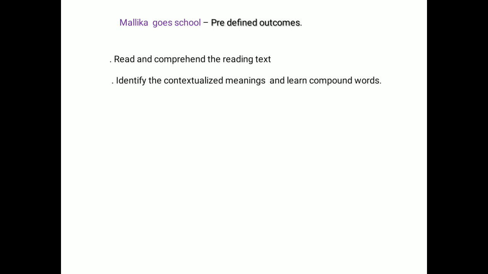And the first unit is Mallika Goes to School. What are the predefined outcomes given in the textbook? They are predefined in the textbook. Read and comprehend the reading text. The children must be able to read and comprehend. Identify the contextualized meaning and learn compound words. So you have to emphasize on the compound words.